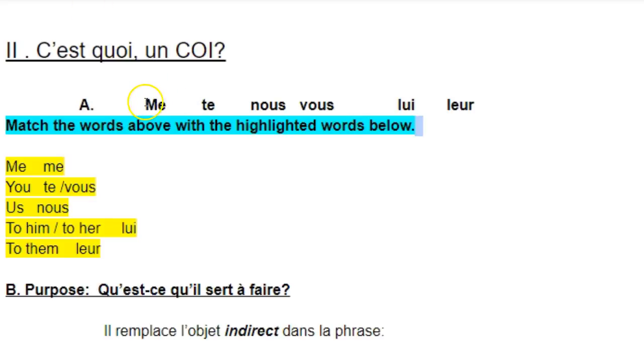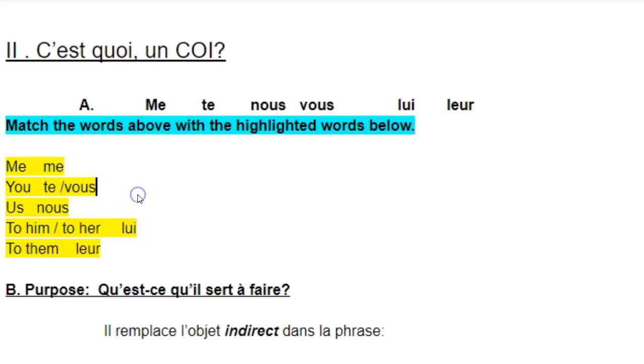So if you look at the list very quickly here, you'll see some of them look similar to the complément d'objet direct, the direct objects. These are indirect, and the only ones that are different, if you notice, they say lui and leur instead of le, la, and les. I have them matched here for you.